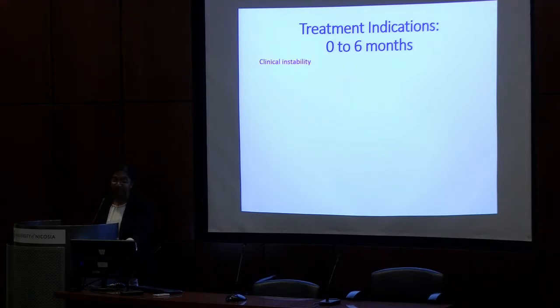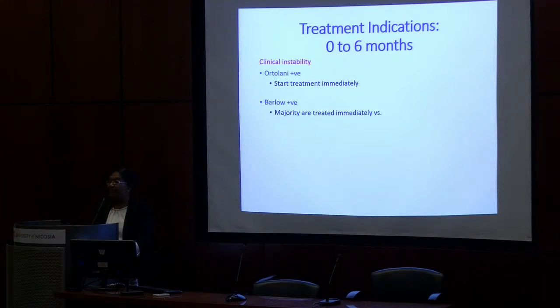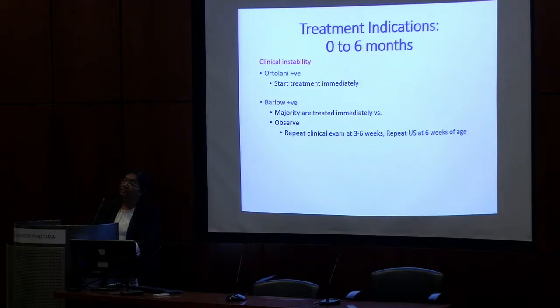So who should you treat? In children who have clinical instability, especially those who are Ortolani positive, there's no controversy as to whether they should be treated. They should all be treated, okay? And you should start treatment fairly soon after diagnosis. If they're Barlow positive, the majority are still treated immediately. There are some centers that will observe these children, repeat the clinical exam around 3 to 6 weeks, and then repeat the ultrasound, and if there's still instability, then they'll treat. But for the most part, any unstable hip, whether Barlow positive or Ortolani positive, generally is treated.